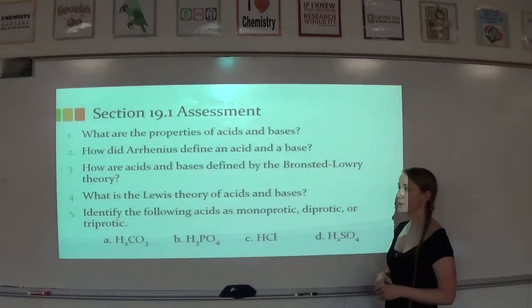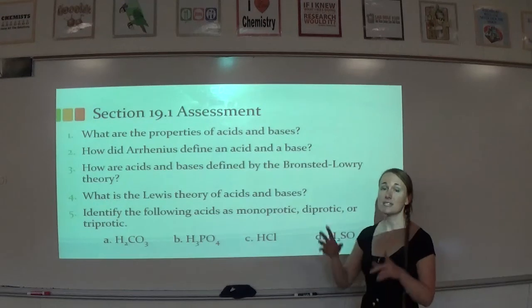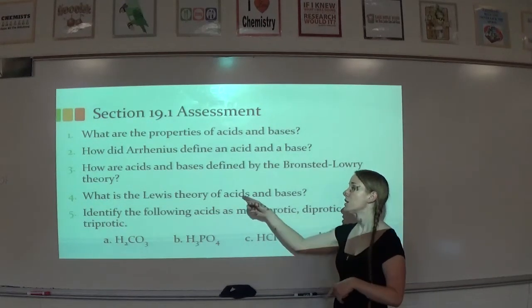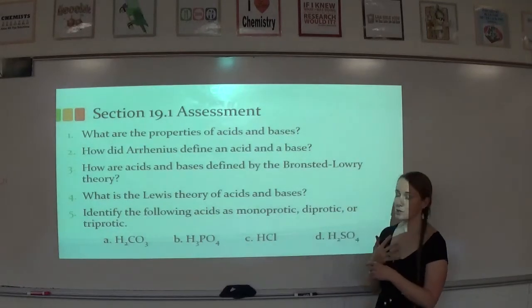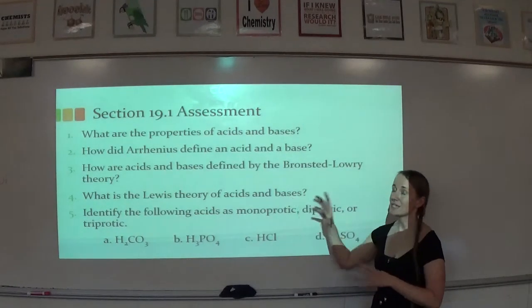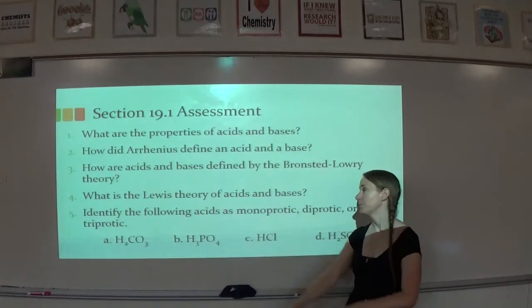And then what is the Lewis theory for acids and bases? Remember, it's the exact opposite of Bronsted Lowry. So a Lewis acid is an electron pair acceptor, and a Lewis base is an electron pair donor.